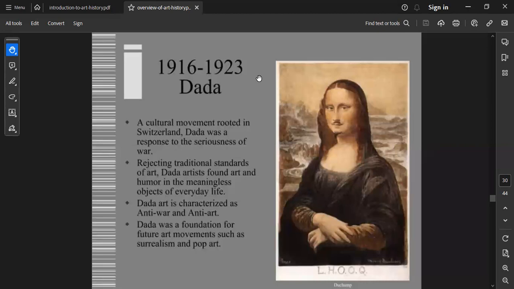Dada art is characterized as anti-war or anti-art. This was a product of World War, by the way, the First World War. Dada was a foundation for future art movements such as surrealism and pop art. So it is very easy to recognize which is Dada and which is Fauvism and other things.